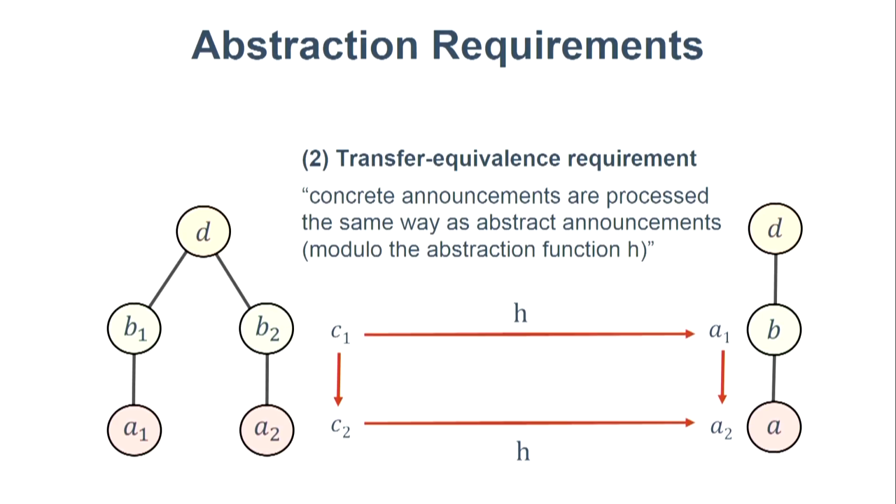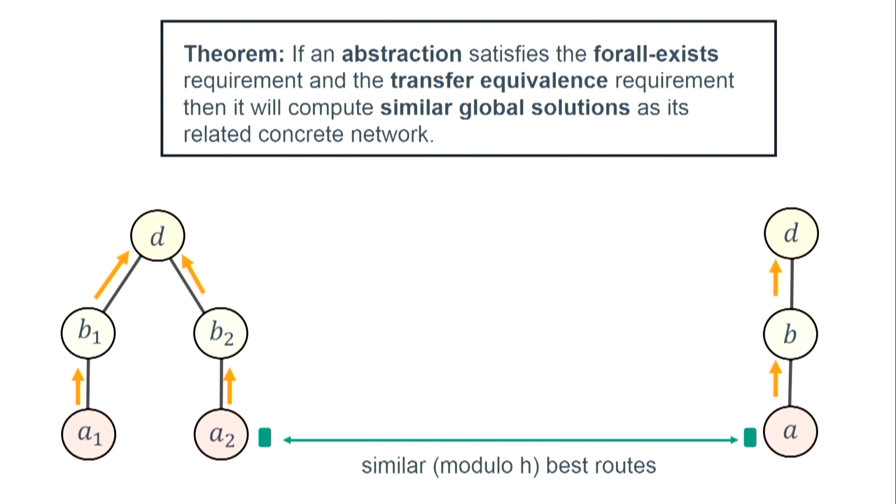Another way to say this is, when dealing with verification and abstraction, one often sees these box-like commuting diagrams, and so this is a common kind of condition that we need in order for the abstraction to be valid. Okay, so if we have both of those two conditions, the for all exists requirement and the transfer equivalence requirement, then we have a guarantee that the abstraction will compute a globally similar solution as the related concrete network.